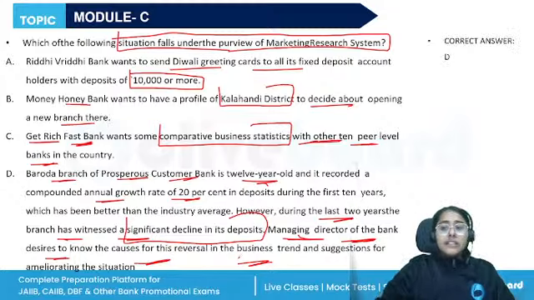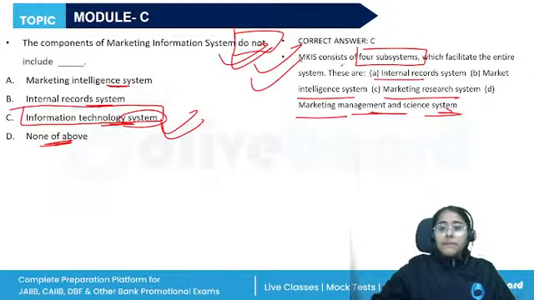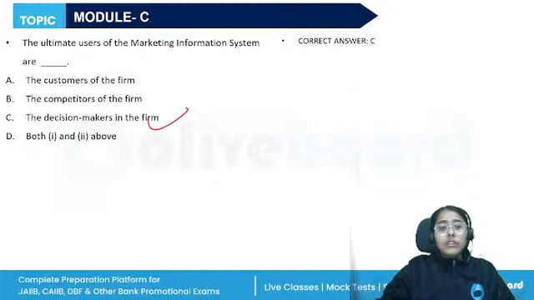So, the marketing research system will be conducted for the Baroda branch of Prosperous Bank because they want to know why their sales have reduced, why the deposits have reduced. If we talk about the Riddhi Vriddhi Bank, they want to send Diwali greeting cards to all its fixed deposit account holders. So they can use the internal record system. They can see which customers have a deposit account.